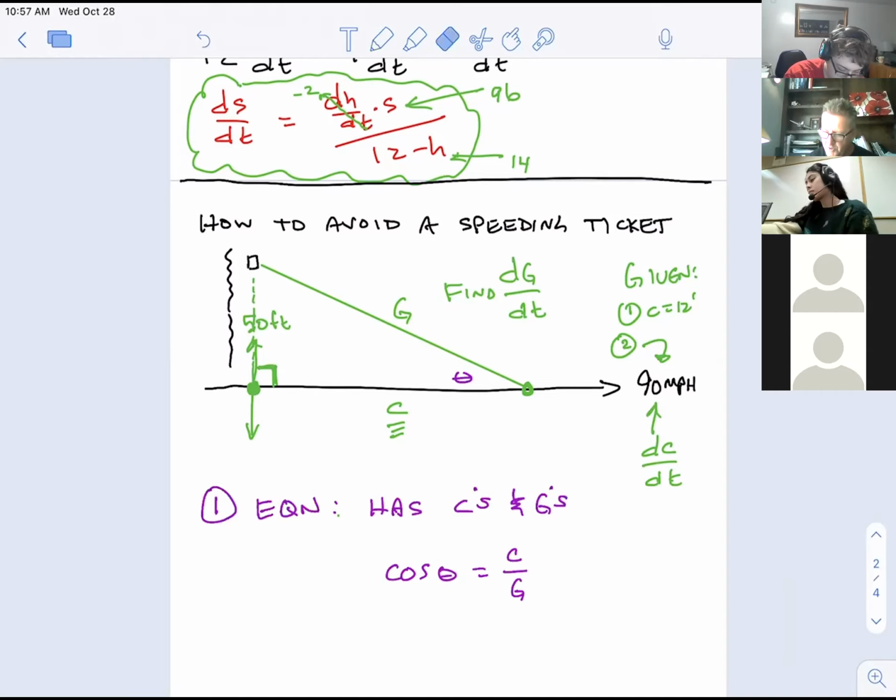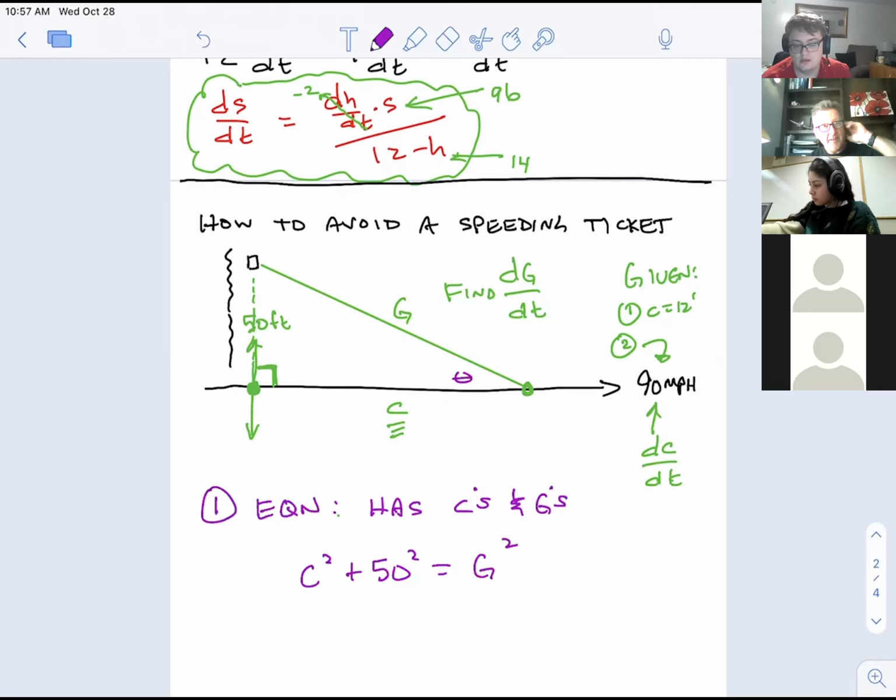Can anybody come up with an equation that's got C's and G's and doesn't have any of the other letters in it? G equals root 50 squared plus C squared. Pythagorean theorem. Pythagorean theorem says that C squared plus 50 squared has to be equal to G squared. And you solved it for G or C. I can't remember which one he just said, but would you agree that's the best equation here because it's only got C's and G's in it?